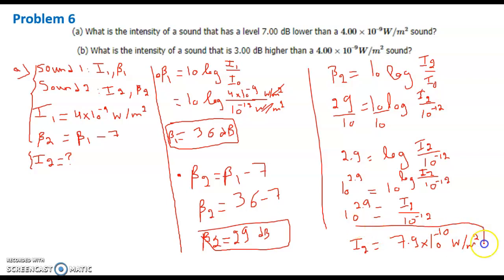Alright, that's it. And you have to do the second part on your own the same way. Again, as long as we're still dealing with the same intensity, no need to repeat, that one is already calculated.